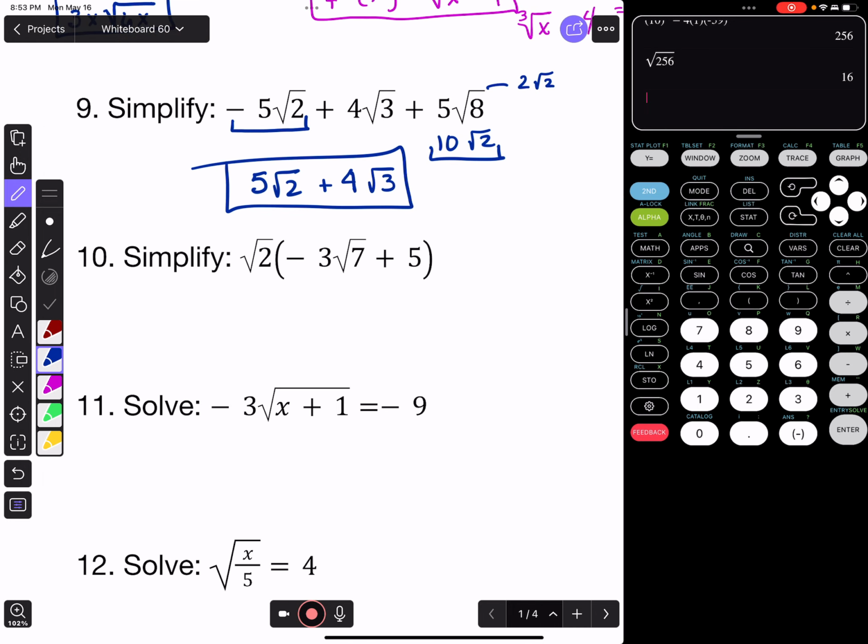Problem number 10. I'm going to just distribute my root 2. It's negative 3 root 14, inside times inside. Distribute it there, and I get 5 root 2, and I'm done. I can't add those.